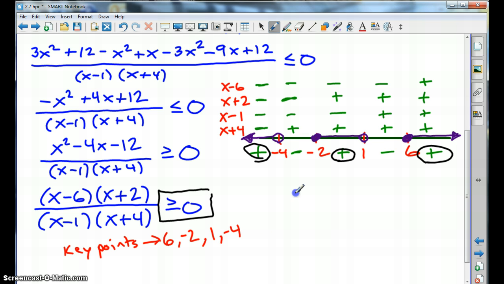We're going to go ahead and write this out using our interval notation now. So it'll start at negative infinity and stop when we hit negative 4, and again it's not inclusive. At negative 2, we are inclusive, and that stops at 1. And then our last set begins at 6 and continues on infinitely.